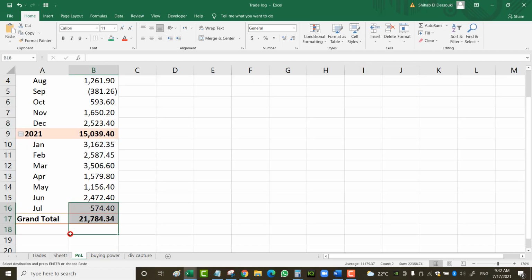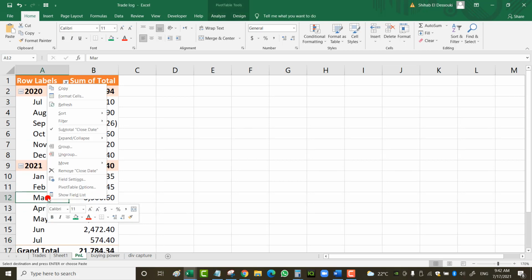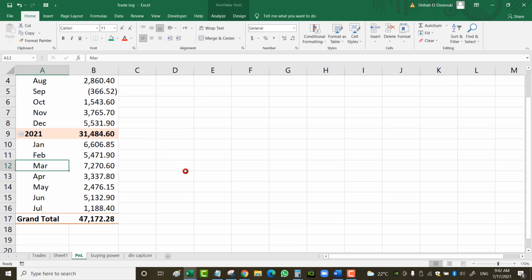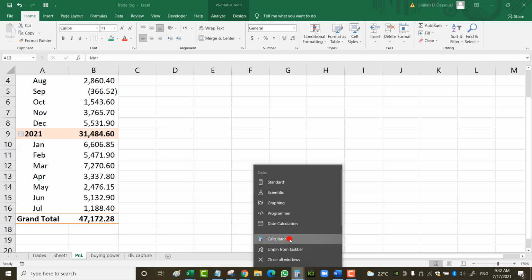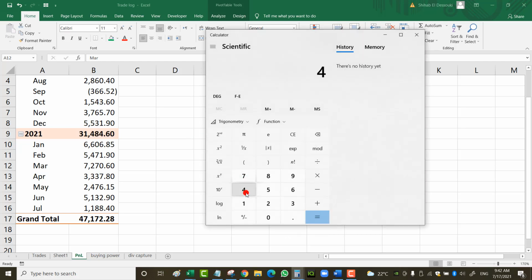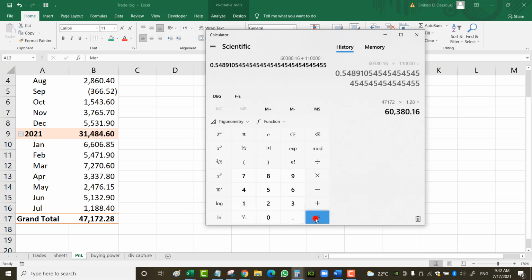All right, so let's go to P&L. Let's refresh the table here, so refresh the pivot table. So I've got 47,172.28. And now if we multiply that by 1.28, so 47,172 times 1.28, divide that by my average balance of 110,000, gives me a return of 54%, 55%.